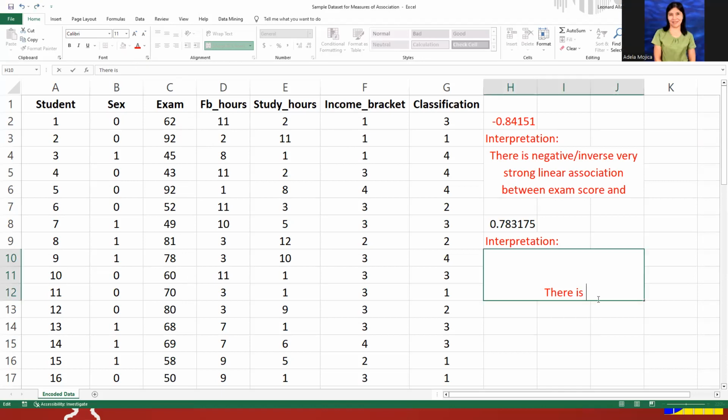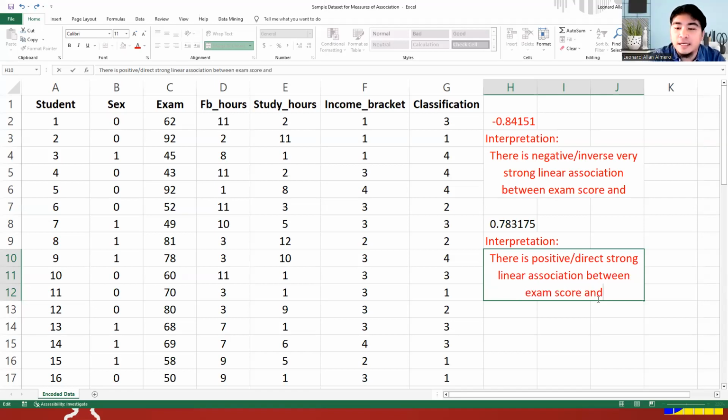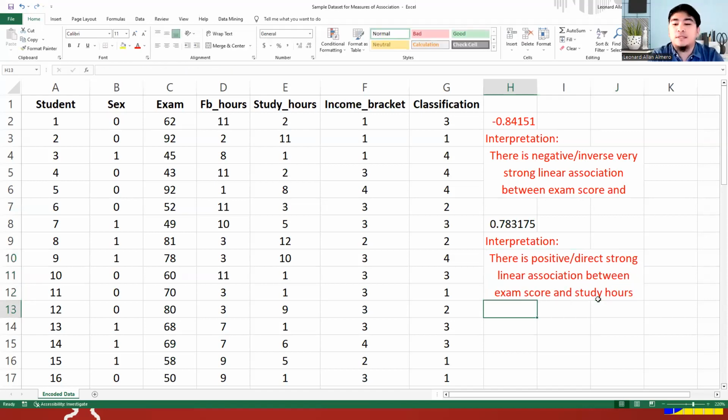There is a positive or direct strong linear association between study hours and exam scores. Very good. Tama po. Yeah, that's correct. So between exam score and study hours.